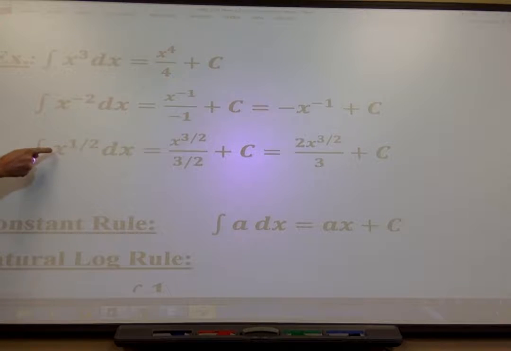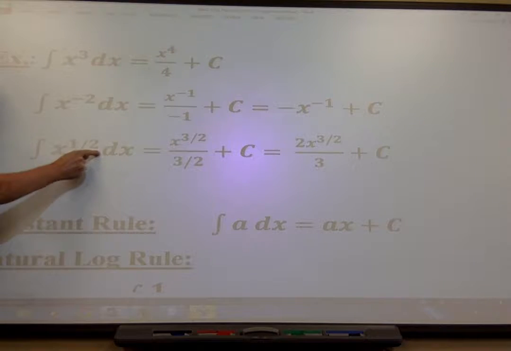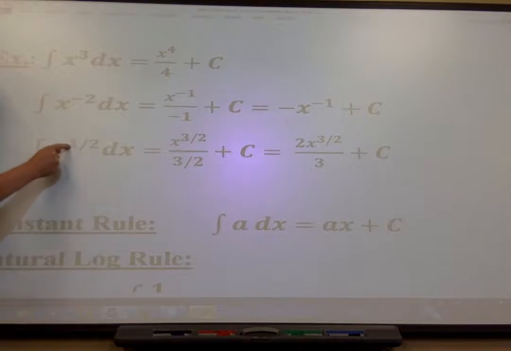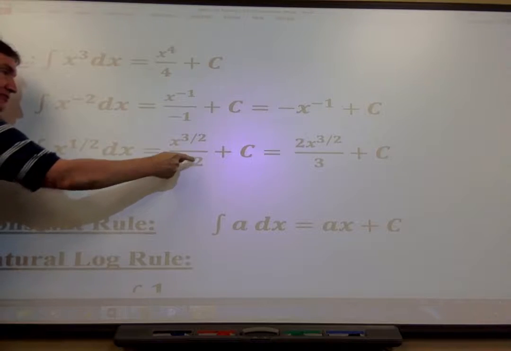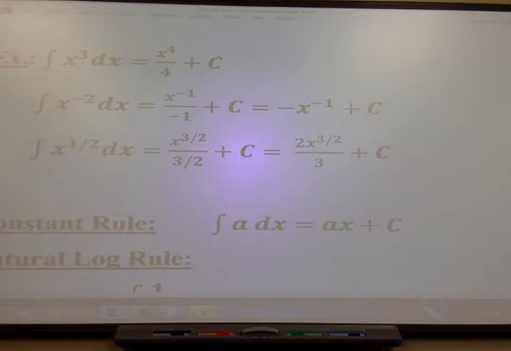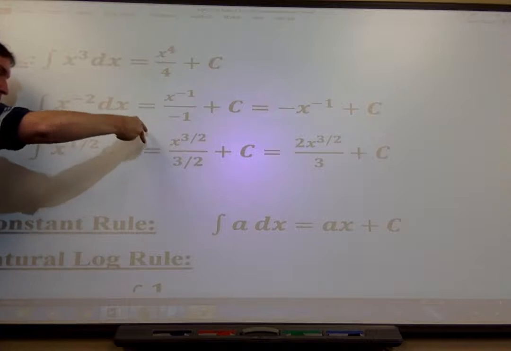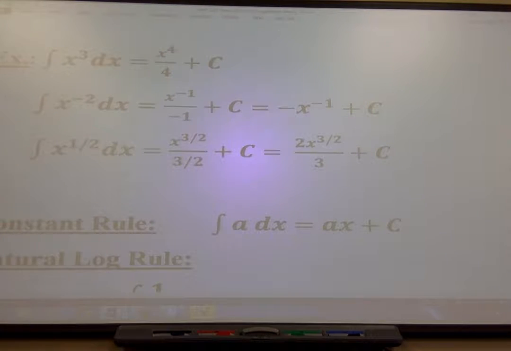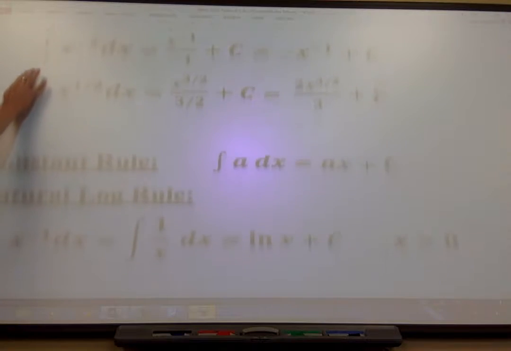How about this one? If I add 1 to 1/2, what's my new power? 3/2, divide by 3/2. So there's my answer. When you divide by a fraction, it's the same as multiplying by the reciprocal. Plus c, plus any constant. Always say that plus c or you're going to have a point counted off. All right? That was what called? That was the power rule, right?